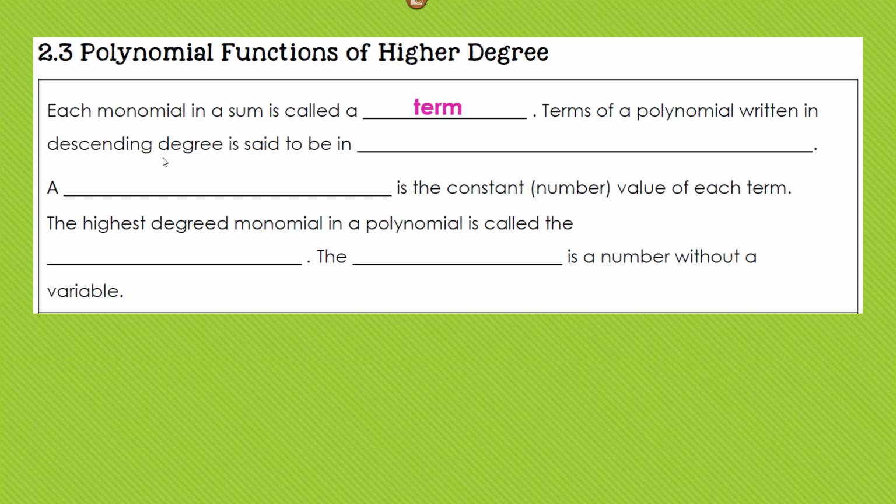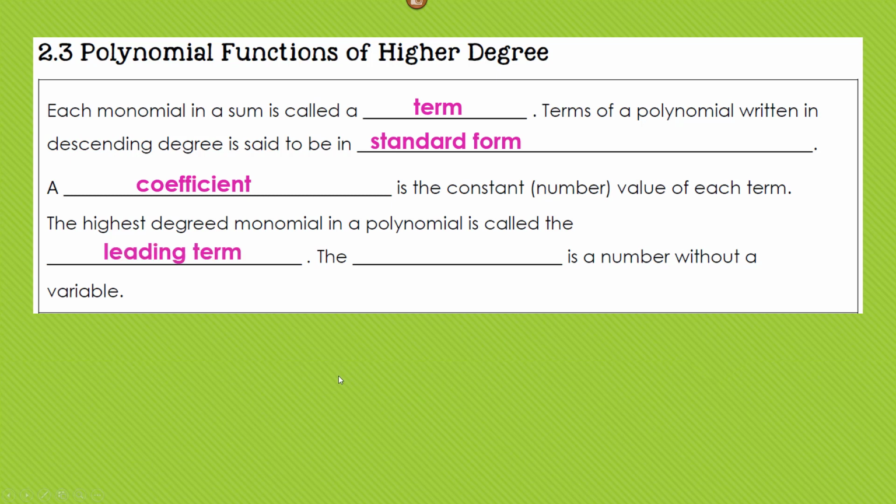Notice it says sum there. So a sum is basically separated by a plus sign, or a minus sign if we're doing plus or negative. But anyway, we're talking about those little pieces that are terms. Terms of a polynomial written in descending degree is said to be in standard form. Also, a coefficient is the constant or the number value of each term, that number that's out front, that's not the exponent. So when we say 8x to the fourth, 8 is the coefficient.